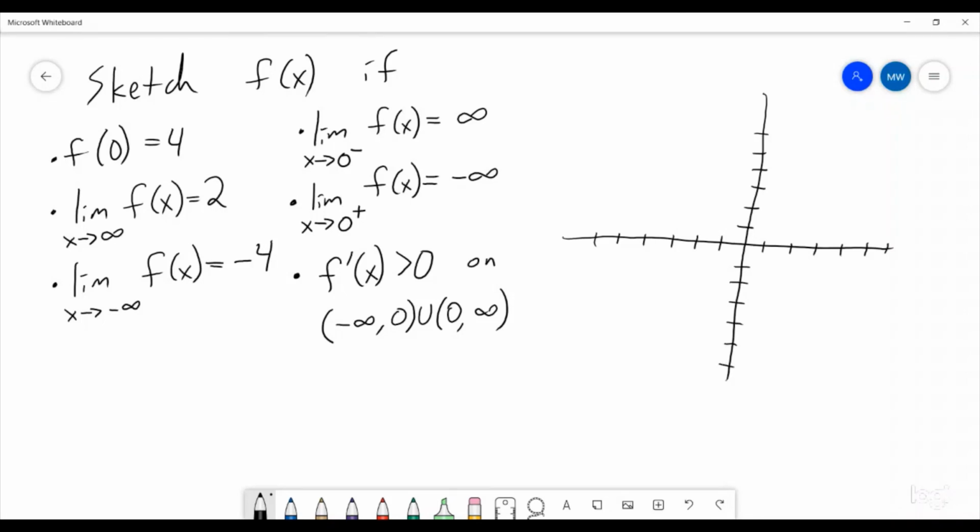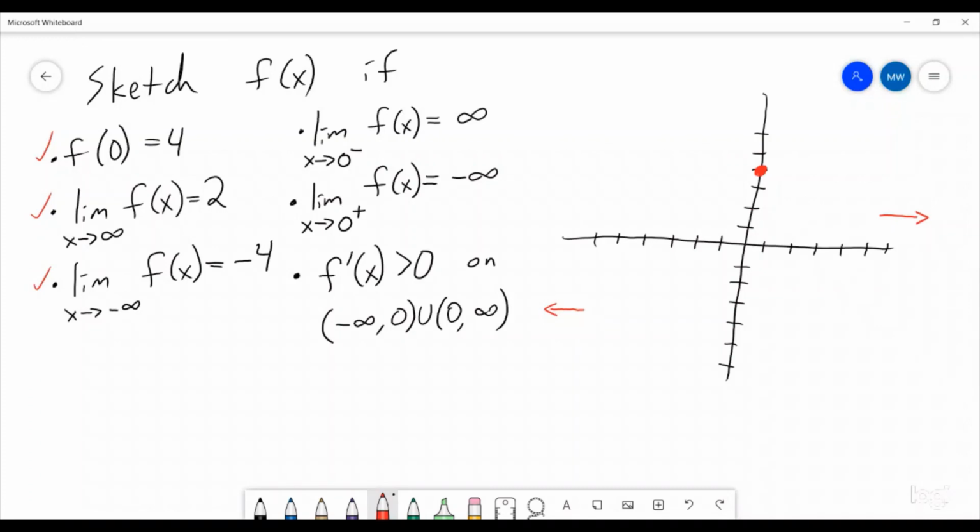Okay, let's go through piece by piece and try and get what's going to have to happen here. So f of 0 equals 4. Let's come and plot that. So 0, 1, 2, 3, 4. f of 0 equals 4. It has to pass through that point. Okay, the limit as x goes to infinity is 2. So as we go towards infinity, it needs to be equal to 2. So it's going to be flat like that there. And then as we go off towards negative infinity, it's going off to negative 4. 2, 3, 4. It's going out that way. Okay, so we have currently done that, that, and that.